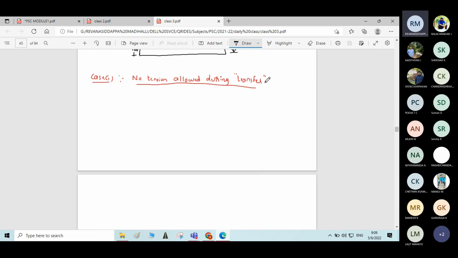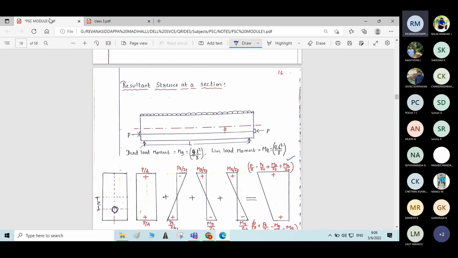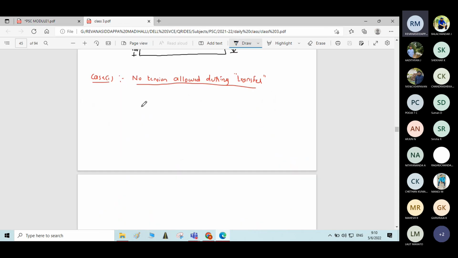I hope you are understanding. The live load will not come into picture during the transfer condition. The beam is not yet applied with the live load, just the pre-stresses are transferred. Dead load will be there, mg will be there, dead load moment will be there, but live load moment will not be there. Therefore, we can take the condition as P by A minus P by Z plus mg by Z is equal to 0. I hope you understood.